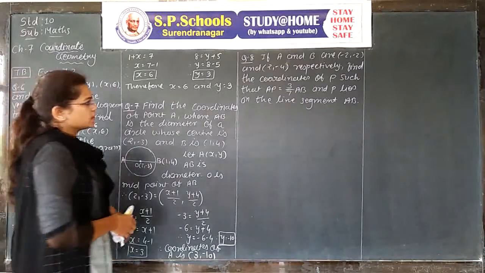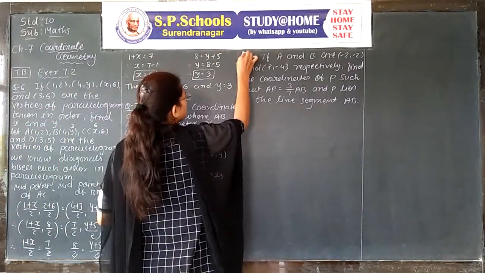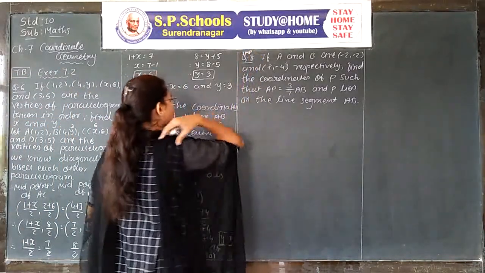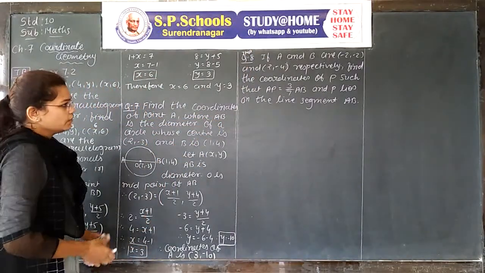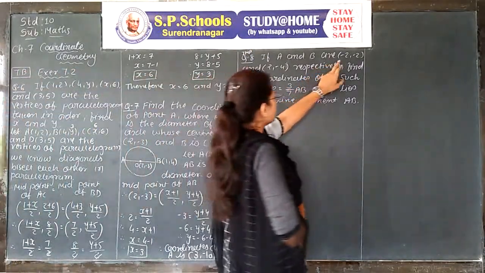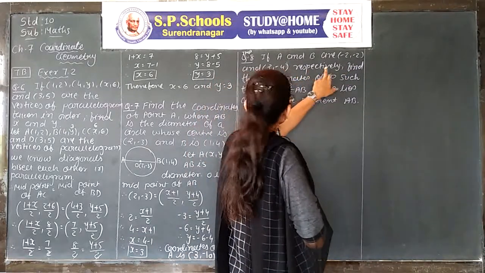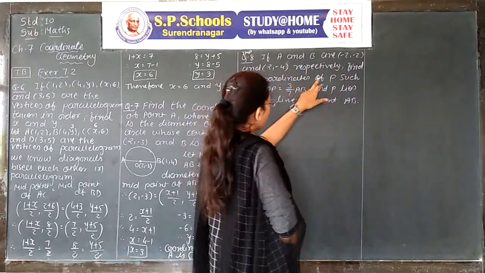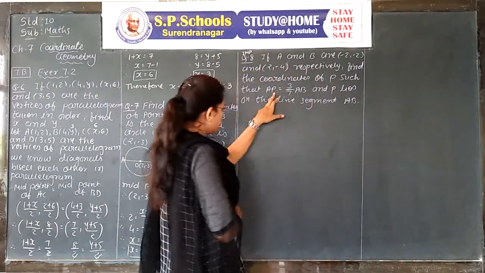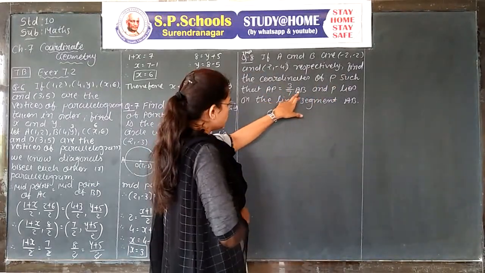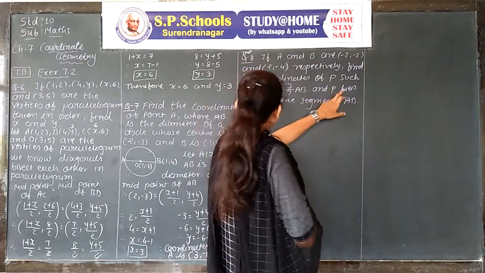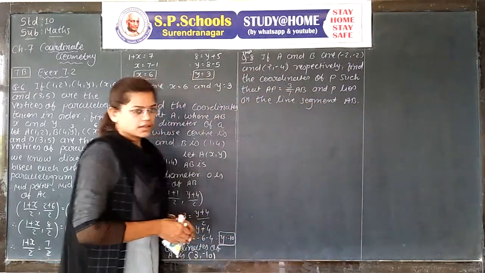Now we see the next, 8th number. The 8th number is the most important number. If A and B are (minus 2, 2) and (2, minus 4) respectively, find the coordinates of P such that AP is equal to 3 upon 7 of AB and P lies on the line segment AB.